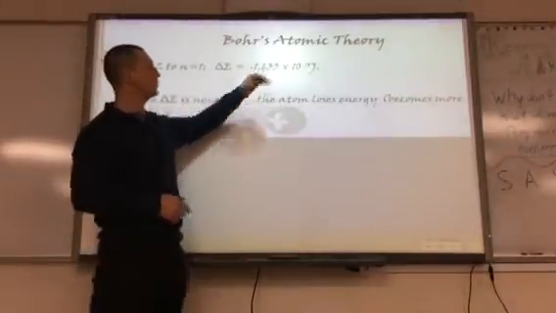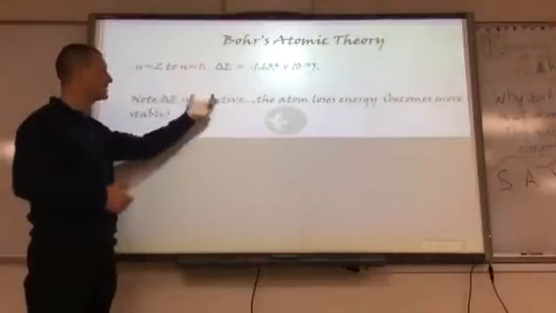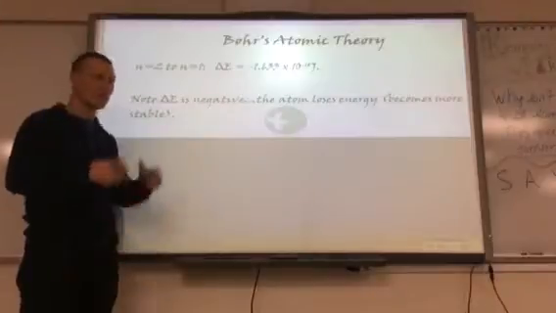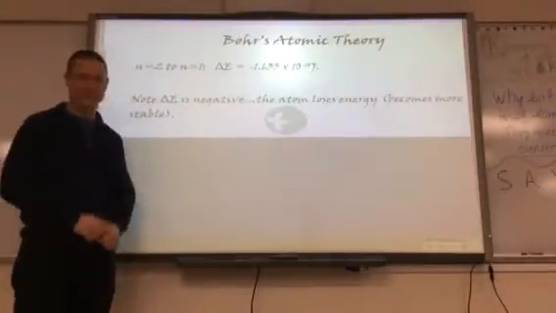So the delta E is negative 1.63 times 10 to the negative 18 joules. And because the negative sign is there, that indicates that the energy is being lost. It's getting rid of energy. That's good, though. Nature tends to want to get rid of its energy, its excess energy.